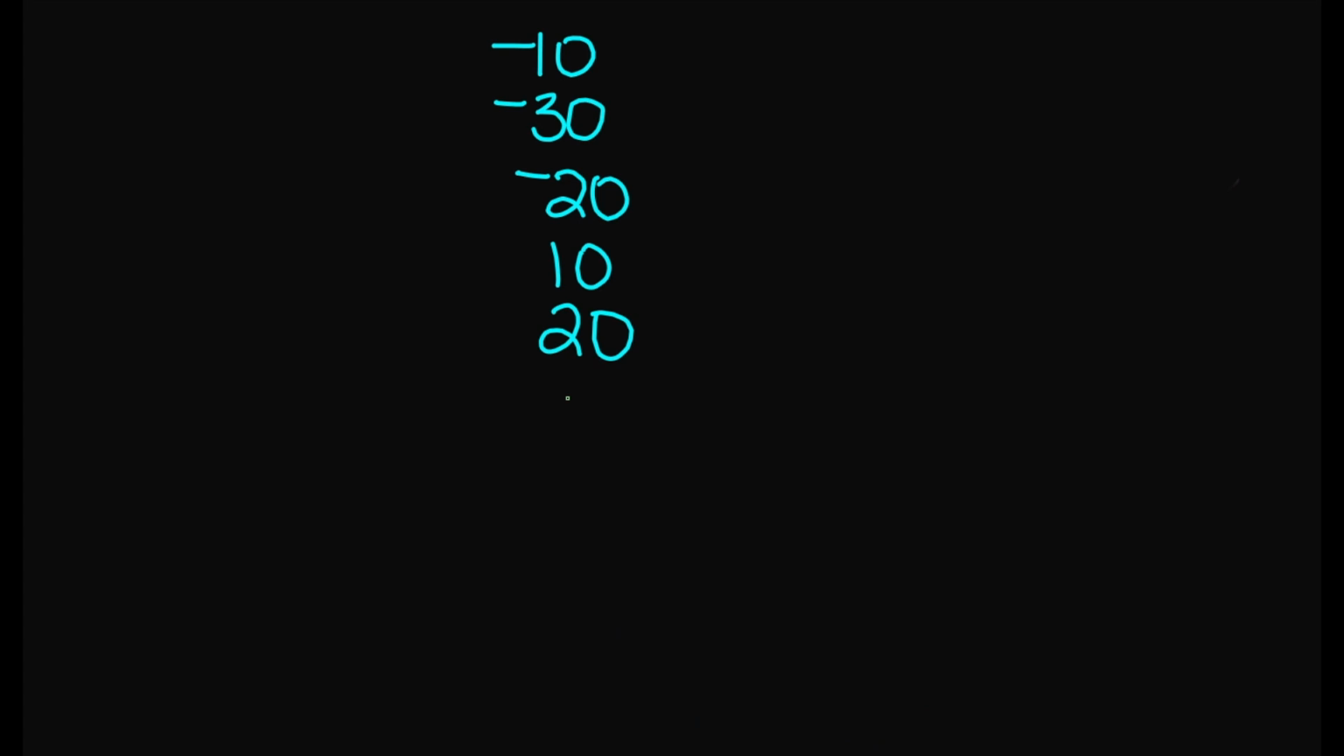So let's look at this data set here. I have -10, -30, -20, the number 10, a +10, and then a +20. If I need to find the average of these numbers here, I'm going to do the same thing. We're going to add. So let's go ahead and add our numbers here. So -10 plus -30. So let's write it out here. -10 plus -30. This is going to equal -10 minus 30. This is going to equal -40.